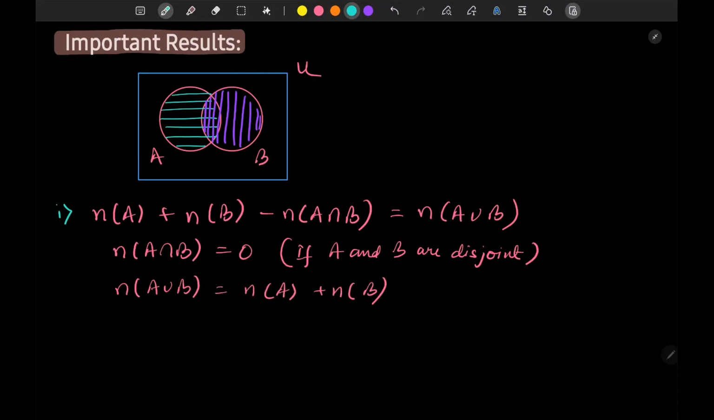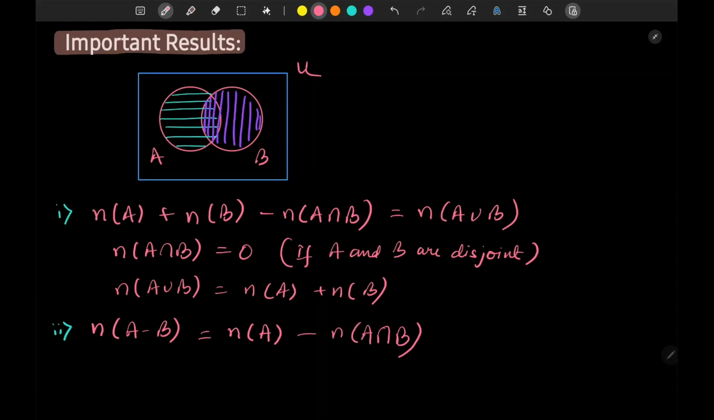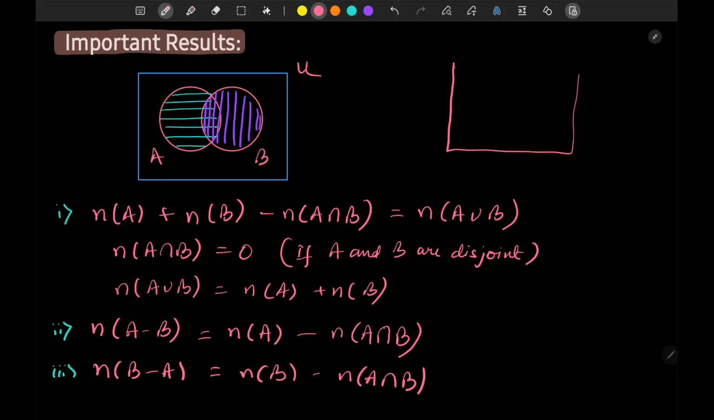Following the result of n of A union B, we can also derive two formulas for n of A minus B. Now, n of A minus B can be written as n of A minus n of A intersection B. Similarly, n of B minus A can be written as n of B minus n of A intersection B. Both of these results can be easily understood from a Venn diagram.